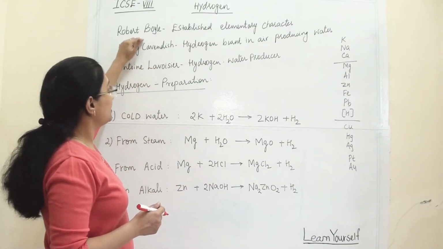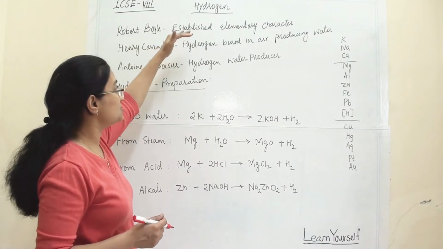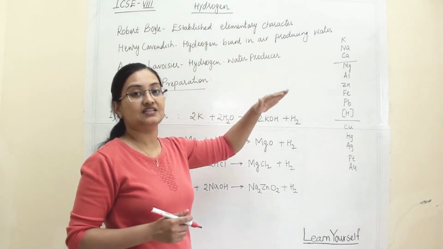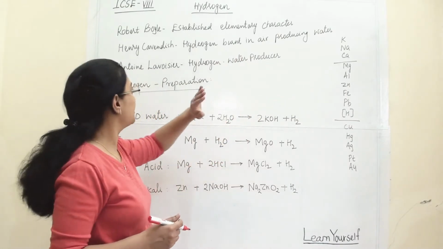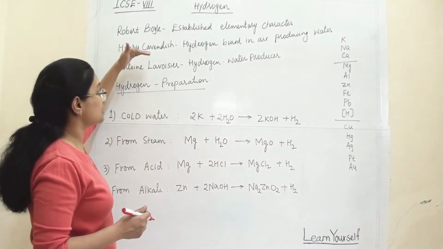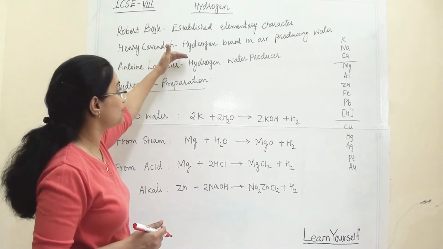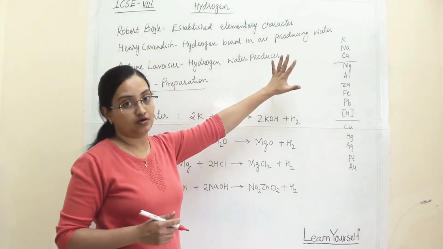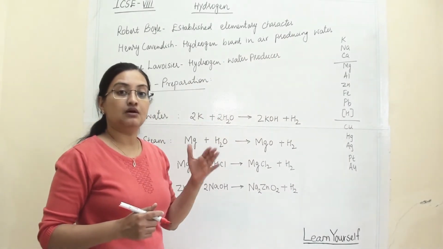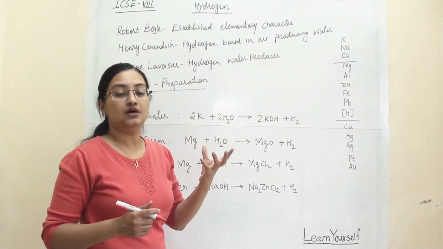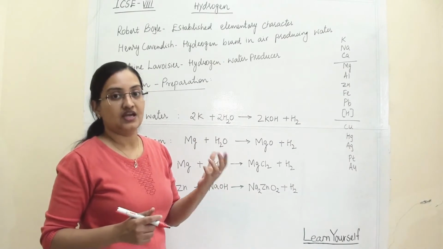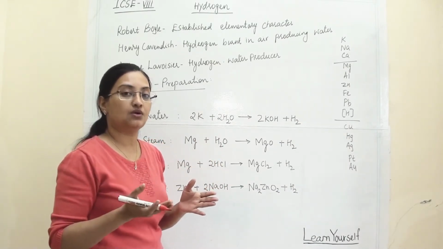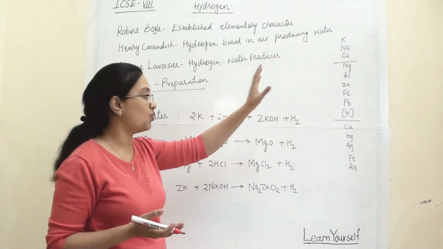Robert Boyle was the first scientist who established the elementary character of hydrogen. That means he said that hydrogen is an element. Henry Cavendish was the second scientist who said that hydrogen can burn in air and produce water. While burning in air, hydrogen burns with the help of oxygen, and when hydrogen combines with oxygen, it synthesizes water.